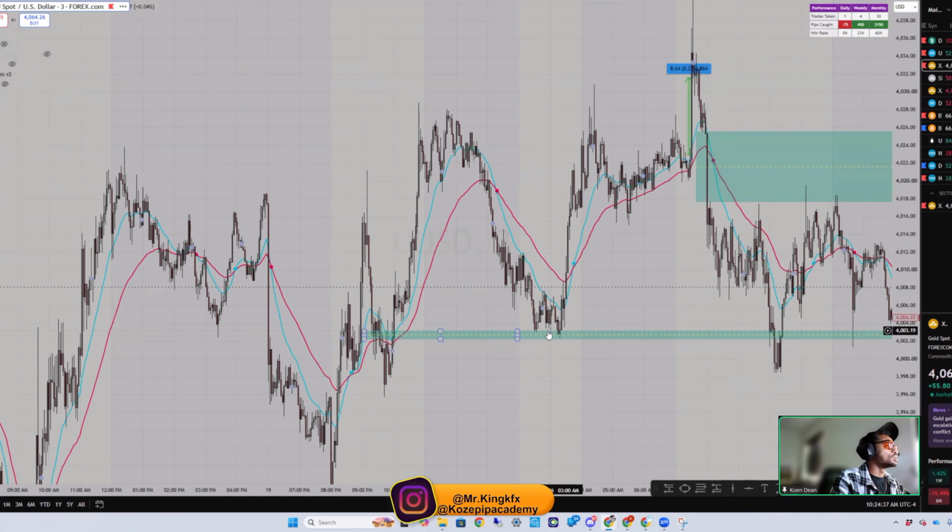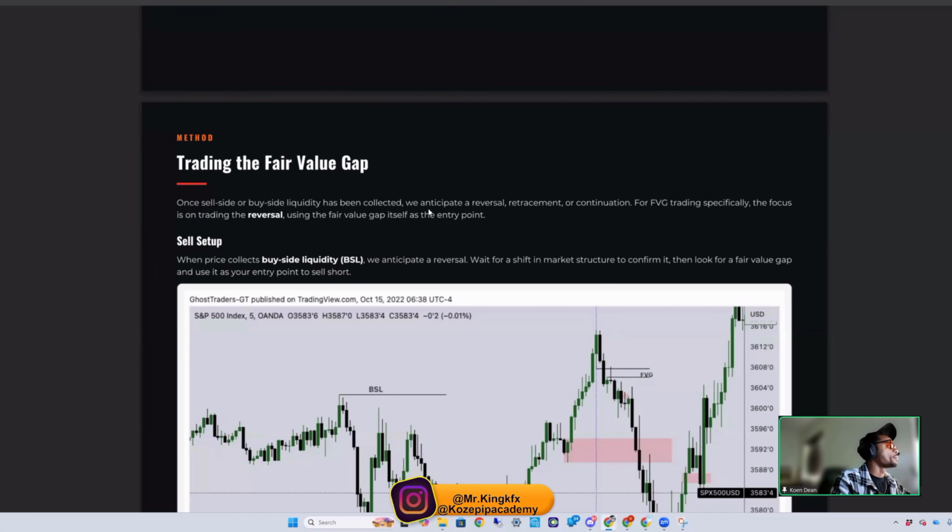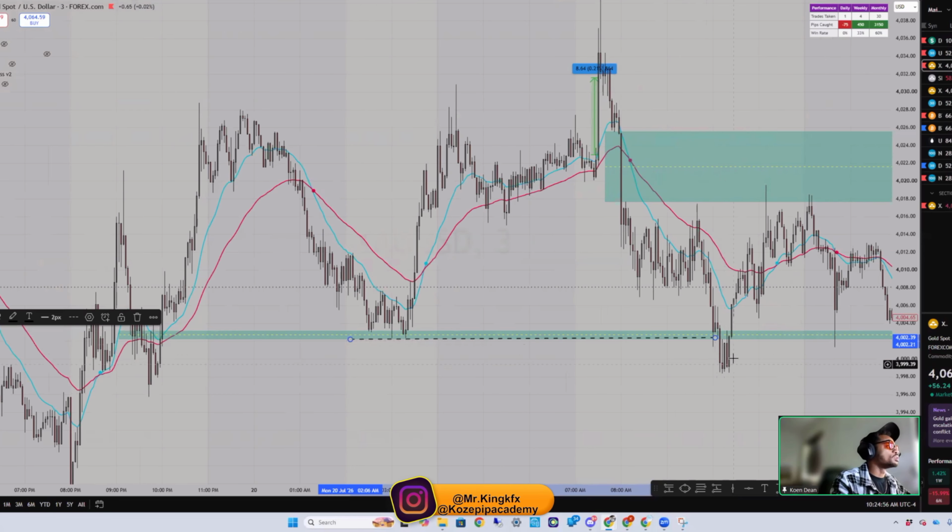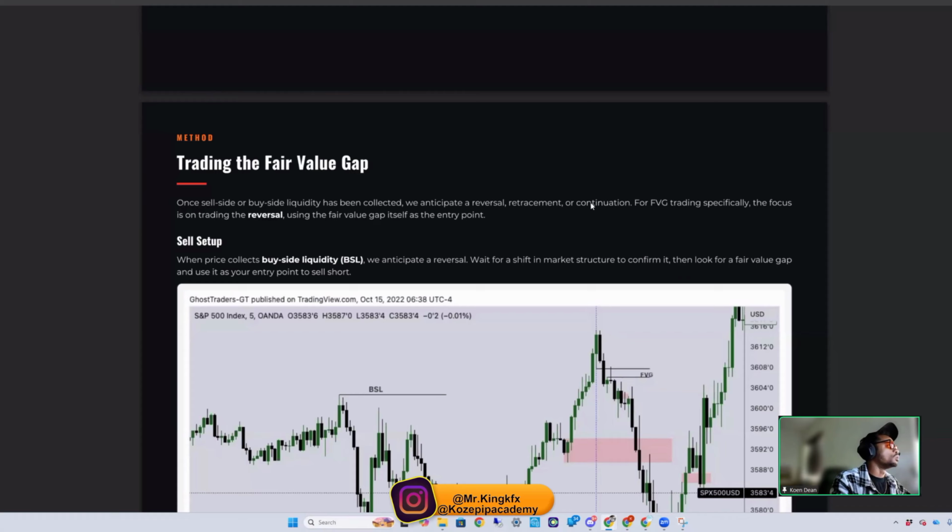So we see that this is a support area, right? So the sell side liquidity is going to be right below here. We see that that area was swept. And after that area was swept, what are we looking for, right? We're looking for reversals, retracements, or continuations. So after we sweep this low, are we reversing, which means going up? Are we continuing, which means continuing lower? Or are we looking for a retracement?